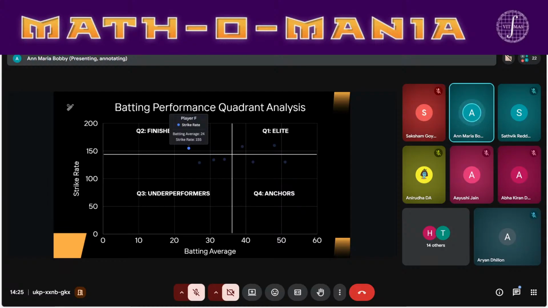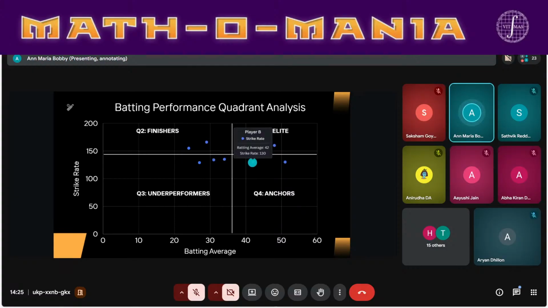They are basically called finishers because they come towards the end, maybe towards the death overs, and score very high runs. So that's why they have a higher strike rate, but their batting average is low. Coming to the third quadrant, we have player D with a low batting average of 34 and low strike rate of 135, and player H with a low batting average of 31 and a strike rate of 134, and player I with a low batting average of 27 and strike rate of 129.